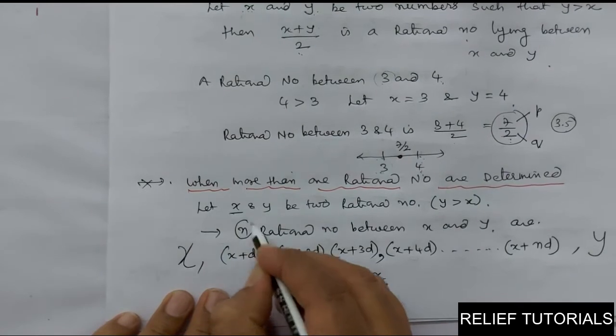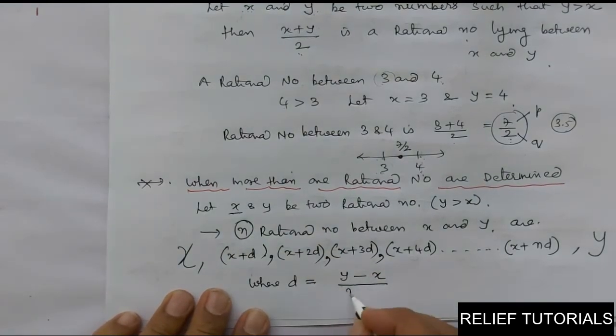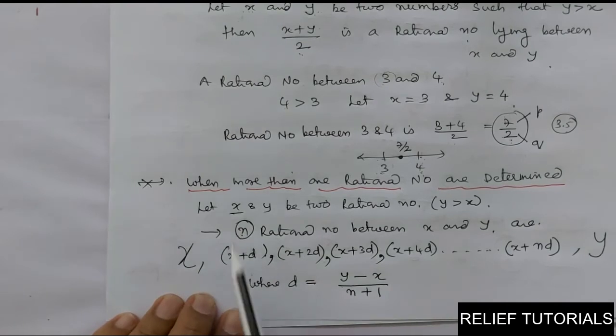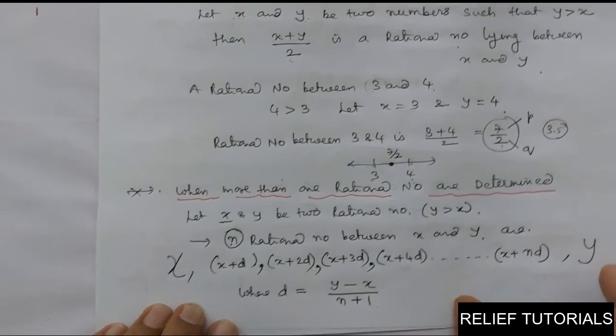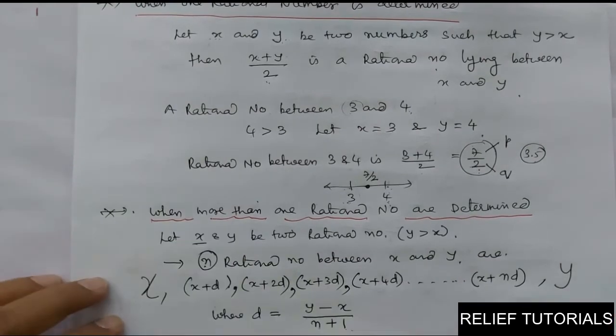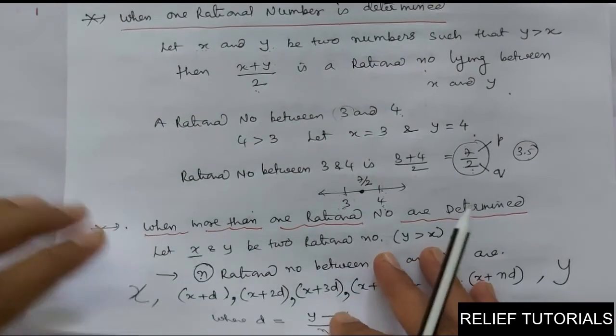Upon how many numbers you want. You want to find n rational numbers, so the denominator will be n plus 1. If you have to find 5 rational numbers, then 5 plus 1. If you want to find 7 rational numbers, then 7 plus 1. Clear? We will do one example so that you can understand properly.